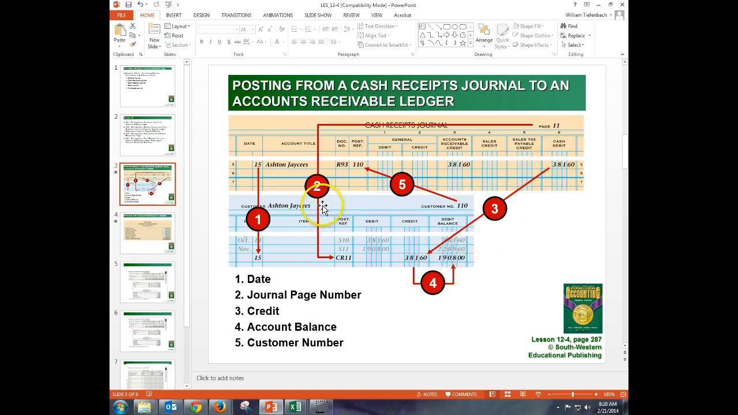This is an asset account. All accounts receivable are asset accounts. Therefore, it carries a normal debit balance. Step 5 is we're going to complete the post reference to the journal by taking the account number for each customer, and we're going to put it in the post reference box here. That's it. Here are the steps for doing that.